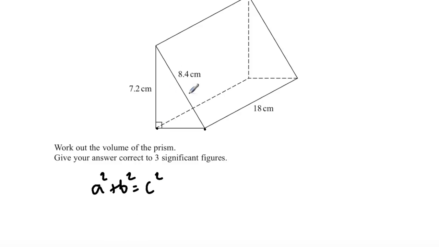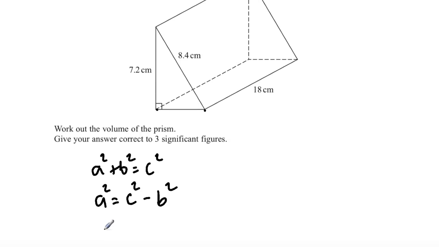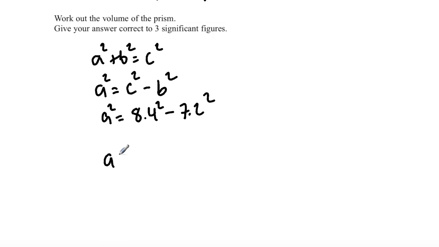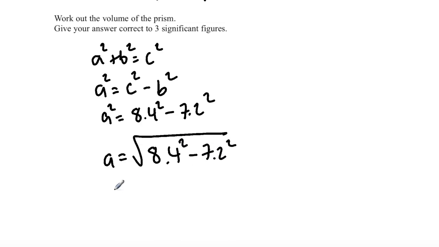So the hypotenuse is 8.4. The height could be either a or b. I'm going to say b. So what we have is a squared equals c squared minus b squared. I've just rearranged it to make a the subject. I'm just going to fill in the details now. So a squared is equal to 8.4 squared minus 7.2 squared. Again, to make a the subject, I'm going to square root that, which is 4.32661531.